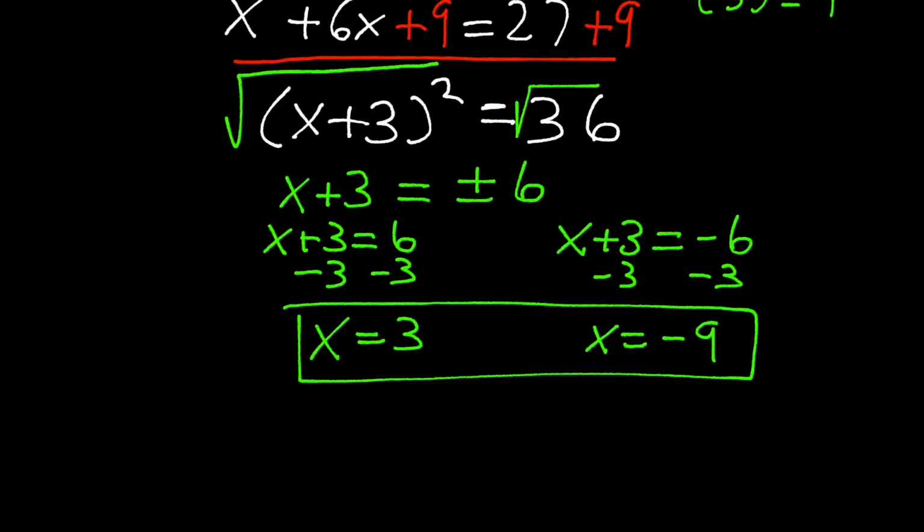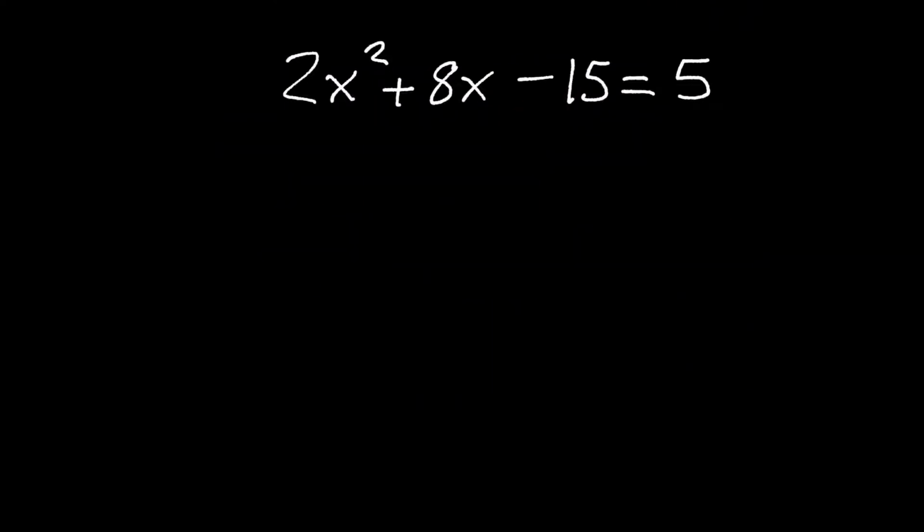I have one more problem we're going to try to do together, and then that's going to be it for this video at least. So let's jump into the last problem. Here we have our final problem, 2x squared plus 8x minus 15 equals 5. We're going to use the completing the square method to figure out what values of x make this equation true.